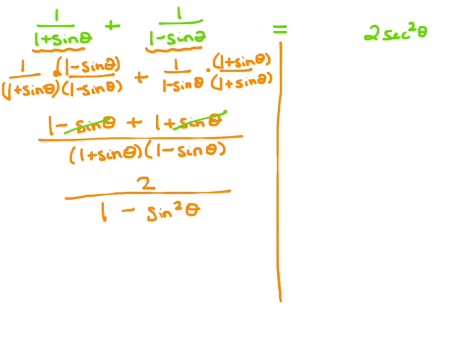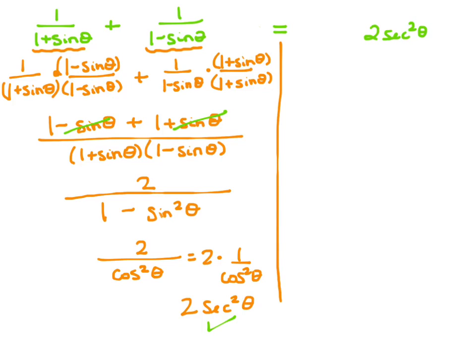And then just like we saw in the previous identity, that 1 minus sine squared theta we can change to cosine squared theta, giving 2 over cosine squared theta. And if you remember, 1 over cosine is equal to secant. So I could rewrite this as 2 times 1 over cosine squared theta, just to help us see it a little better. But that 1 over cosine squared theta, I can change to secant squared theta. And now both sides are the same.